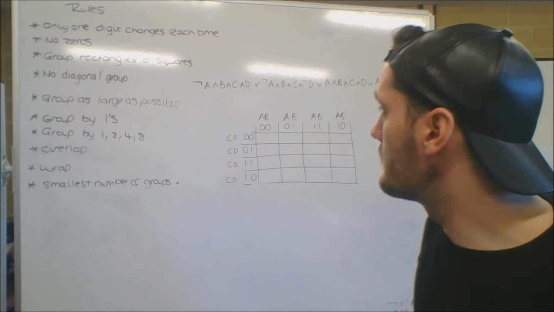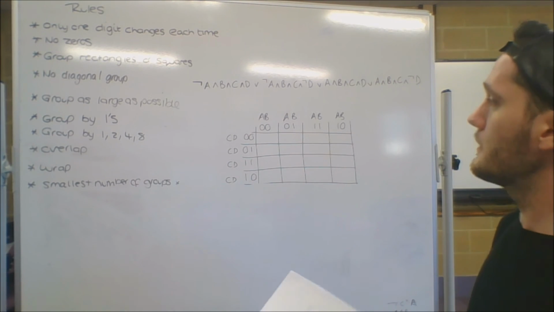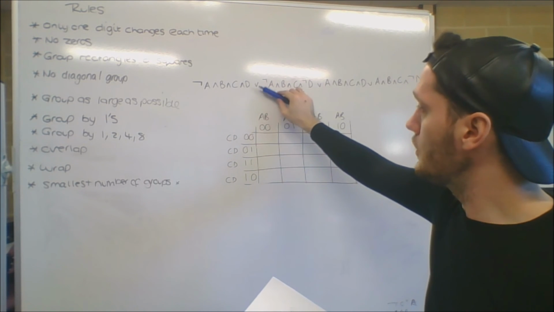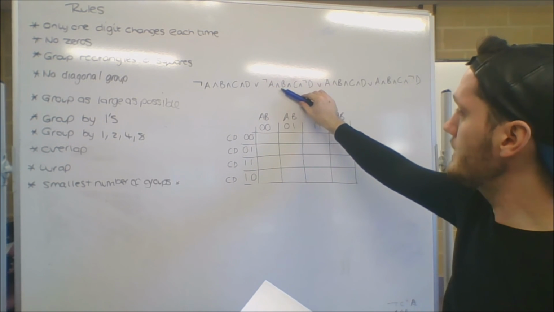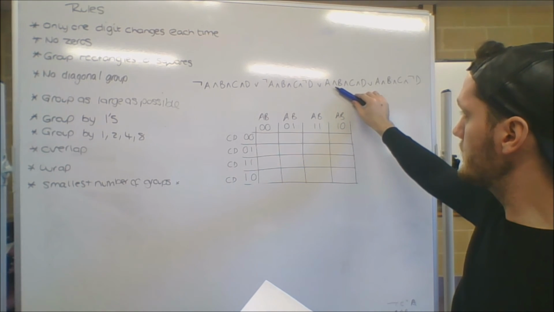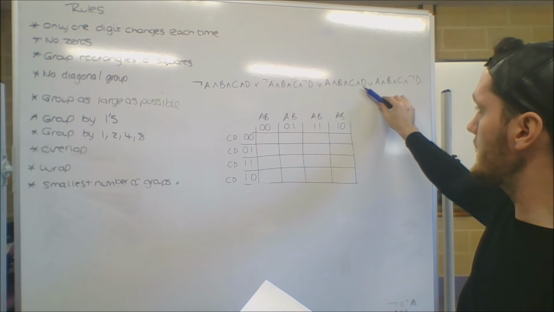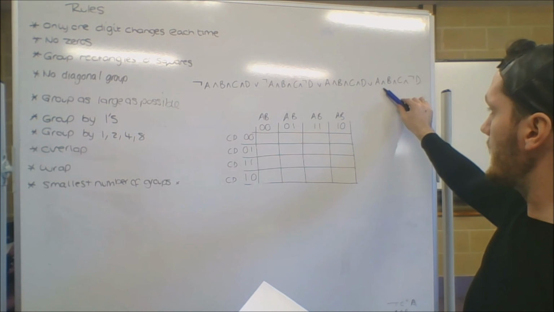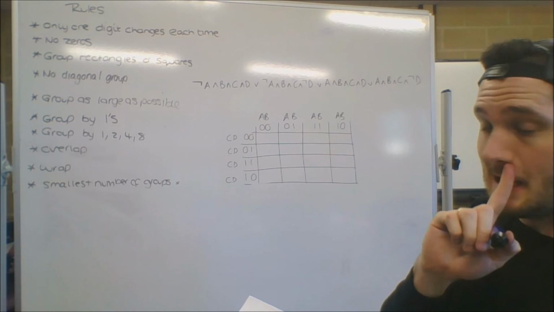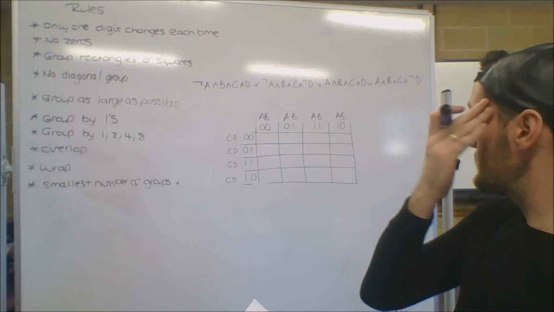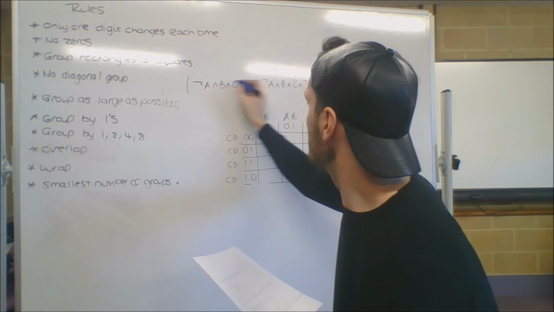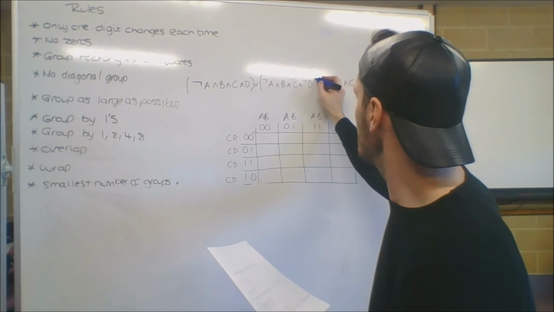So what we have here is a 4-variable Kmap. So we've got not A and B and C and D, or not A and B and C and not D, or A and B and C and D, or A and B and C and not D. Now what you do again is you're going to need to put that into brackets so that you can do it a section at a time. So that's me separating this up.